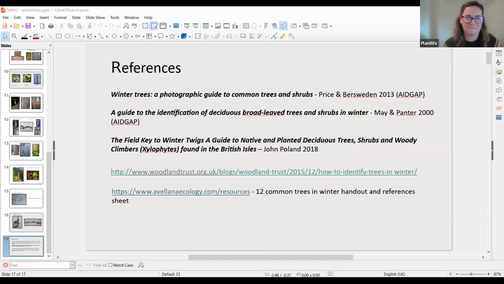The other question here is, is beech the only tree really that tends to keep its leaves over the winter, especially in hedges?